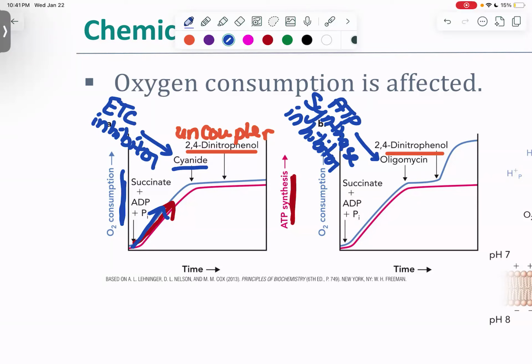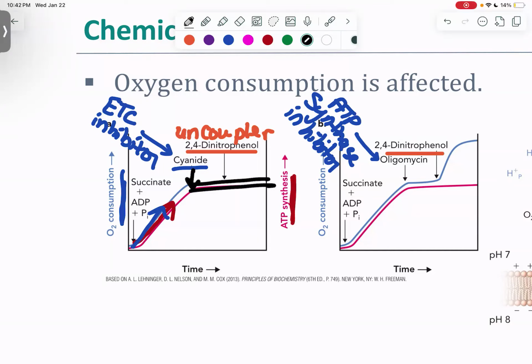Great. Now, what happens if I put in an inhibitor to the electron transport chain like cyanide? So if right here I put in cyanide, that's going to shut down the electron transport chain. Oxygen consumption shuts down, ATP synthesis shuts down. If I add an uncoupler, nothing's going to happen, right? There's no effect because the electron transport chain is stopped too early.